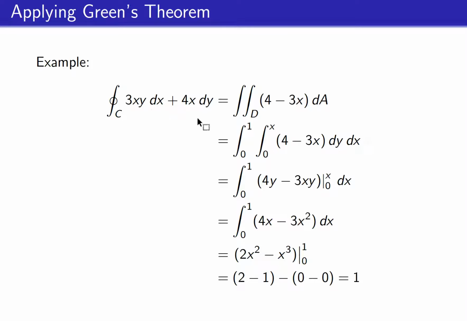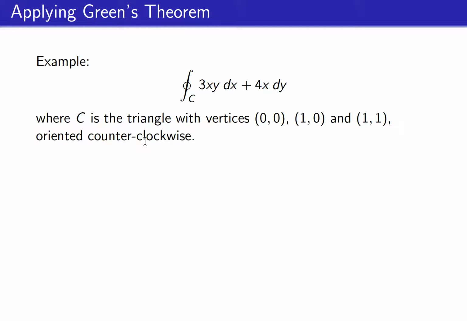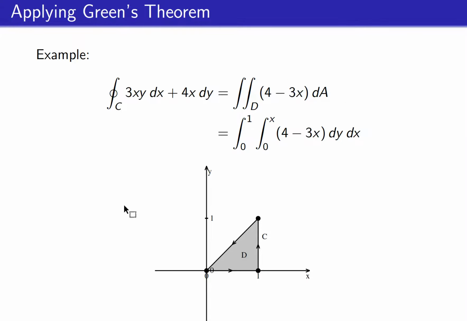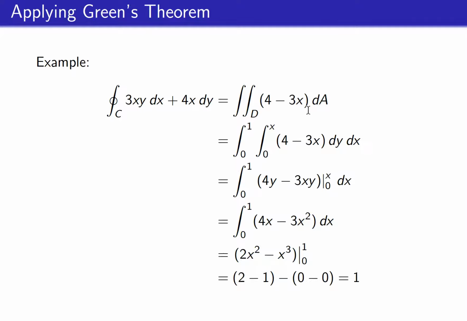So instead of breaking this up into 3 pieces, this integral plus this integral plus this integral, and parameterizing, instead we do this double integral and we get 1. All right, so that's applying Green's theorem to solving this question.